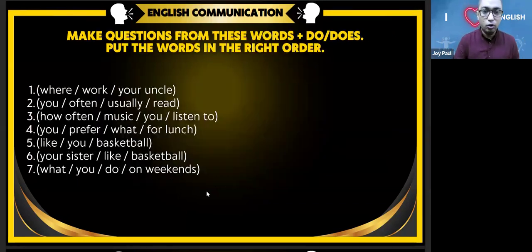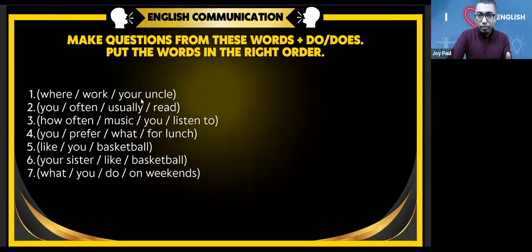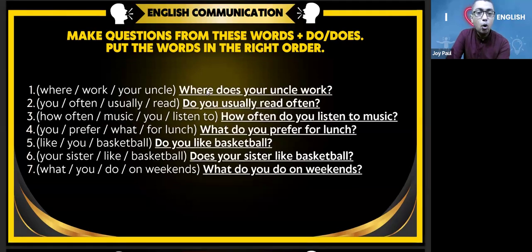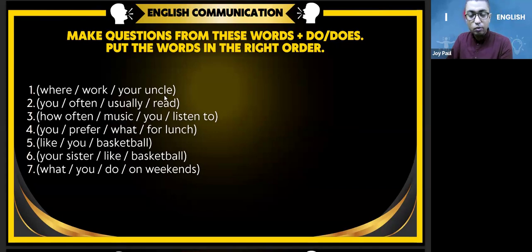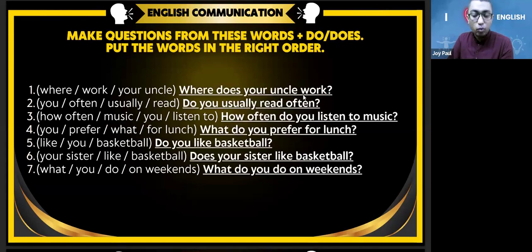Clear? Next exercise. Make questions from these words plus do or does. Put the words in the right order. Now here some words are given in a different way. So you have to put them in sequence and create the question sentences. Clear? Let's practice. Where work your uncle? So we can create the question: where does your uncle work?